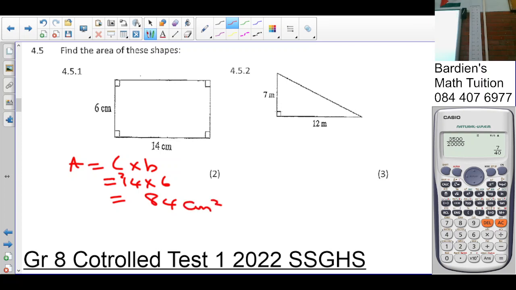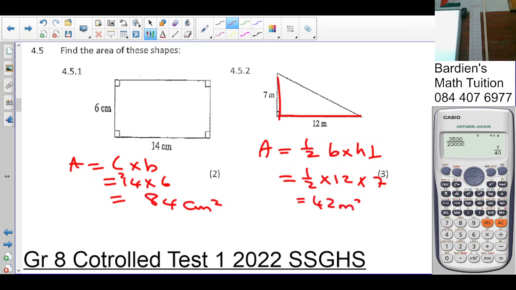Okay. Now how do you calculate the area of a triangle? Half base times perpendicular height. So there's your base and there's your height. So it's going to be half times 12 times 7. Half times 12 is 6. 6 times 7 is 42 meters squared.